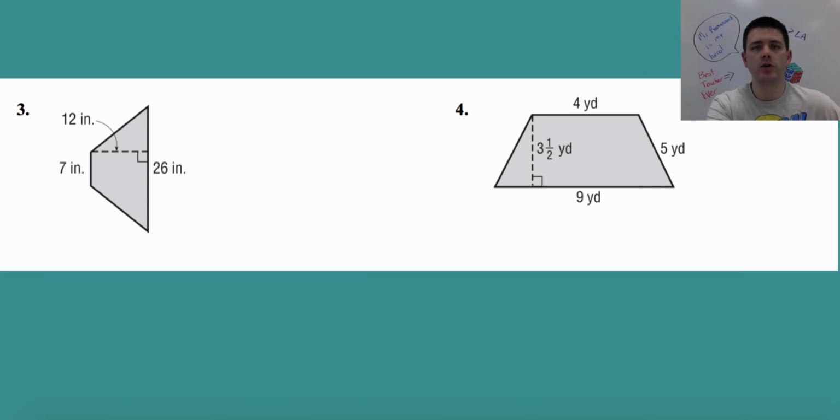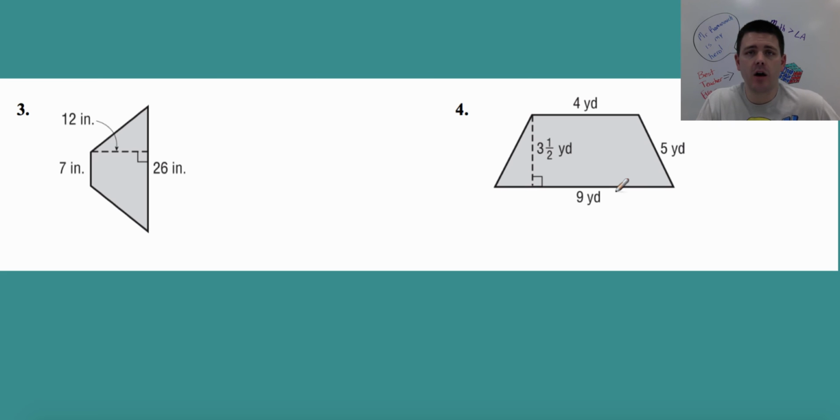So I'm going to have you go to this page, and now you're going to try 2 of them on your own. Plug in your numbers, fill in your formula, then go ahead and do the math. Be careful on our second one over here. Remember, you want your bases. Those are the two sides that are parallel to each other. So that's going to be your 4 and your 9.